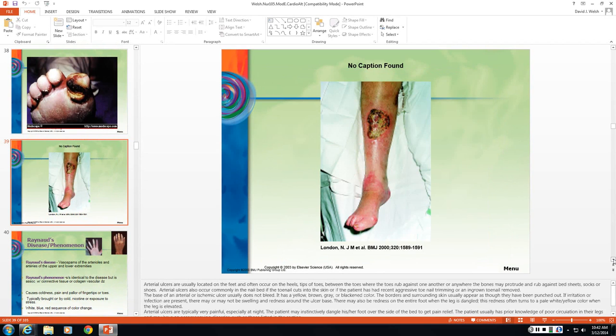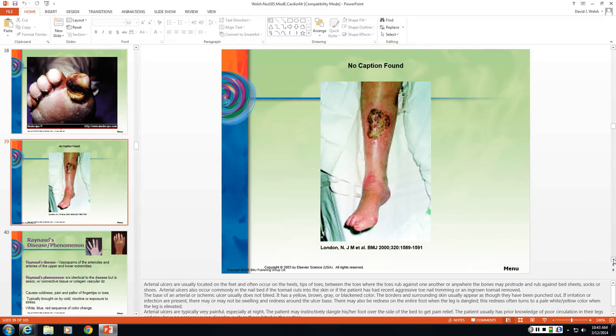Now, arterial ulcers are usually located on the feet and often occur on the heels, tips of toes, between the toes, or where the toes rub against each other, or anywhere else the bones may protrude and rub against the bed sheets, socks, or shoes. Arterial ulcers also commonly occur in the nail bed if the toenail cuts into the skin, or if the patient has had a recent aggressive toenail trimming or an ingrown toenail removed.